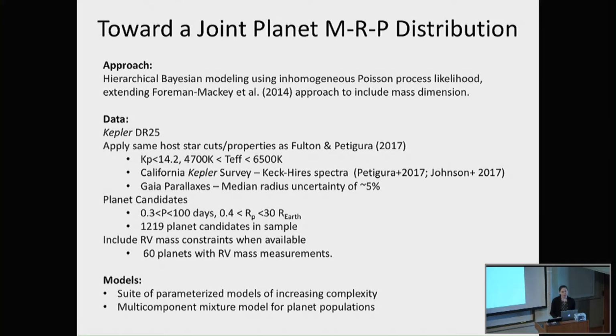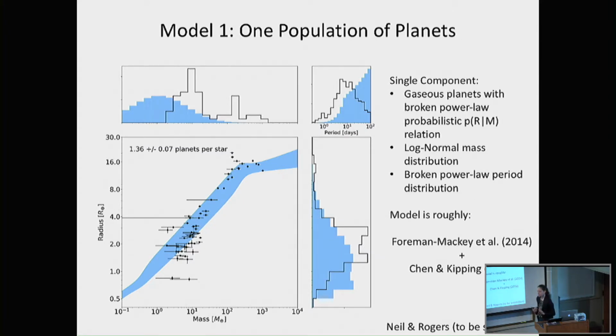The first, simplest model that we explored includes a single planet population. Here, essentially, we're taking the broken power law distribution for planet orbital periods, combined with a parameterized mass distribution, and then combining it with a broken power law, probabilistic mass-radius relationship, similar, for the exoplanetologists in the audience, to the one applied by Chen and Kipping.